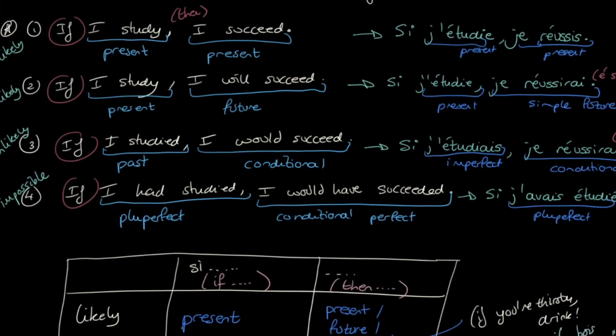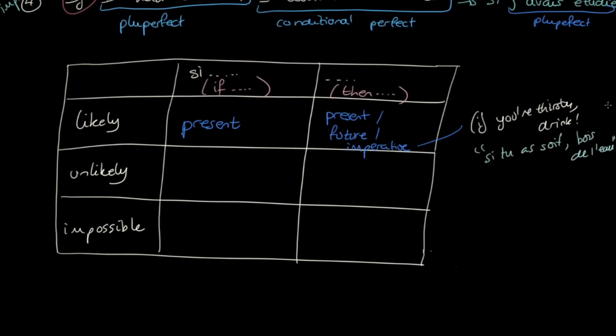Now, my unlikely, we had if I studied, past, and then conditional in my next clause, didn't I? So remember we said we have imperfect, and then conditional.